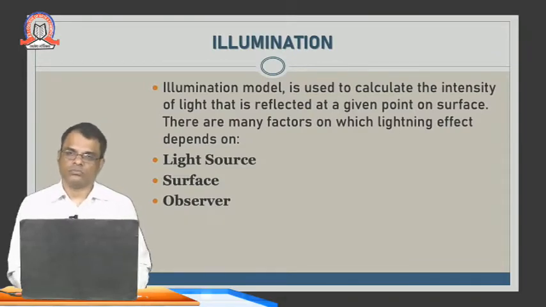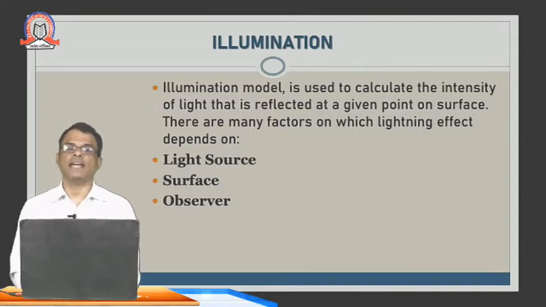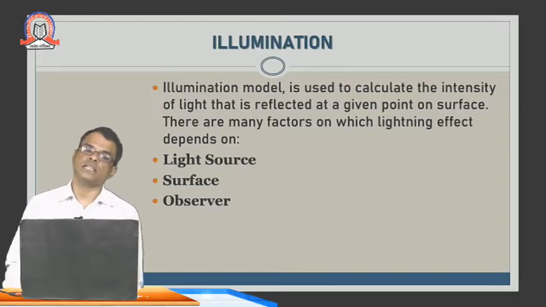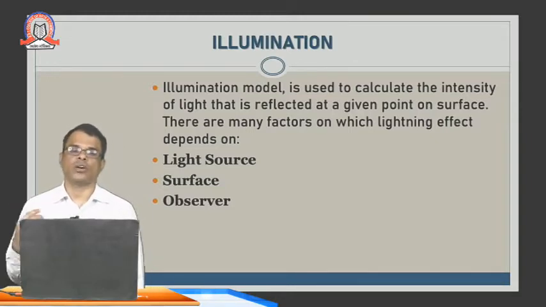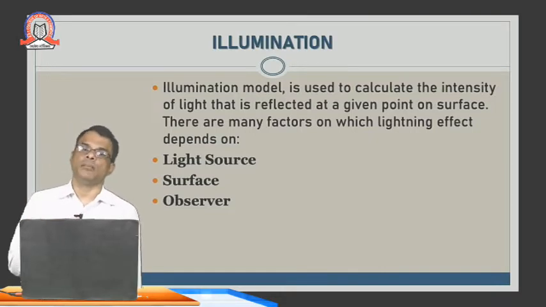Now we'll see the summary. The illumination model is used to calculate the intensity of the light that is reflected at a given point on a surface. There are many factors on which this lighting effect depends. First one is the light source, second one is the surface, and the observer. What light source is there, whether it is a bright sun or a candle. The surface, whether it is absorbing the light or reflecting the light. And the observer, it depends on where he stands and how the light gets reflected towards him. Based on all this, the illumination model is decided.